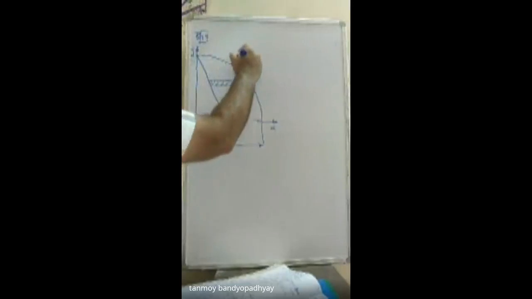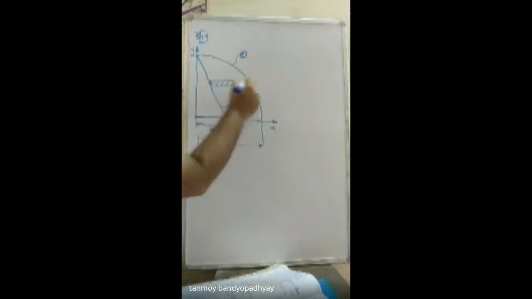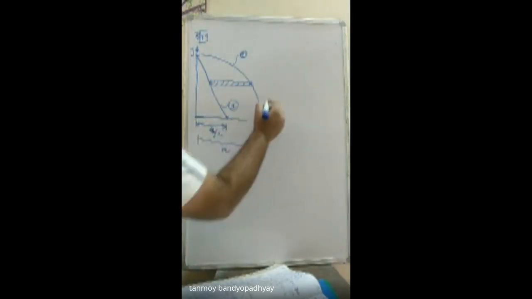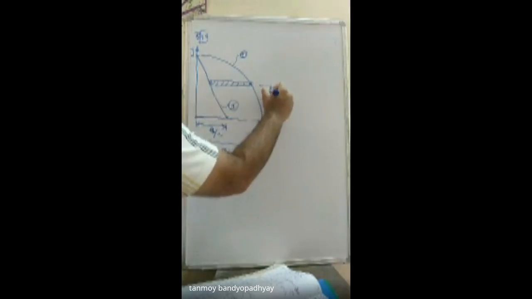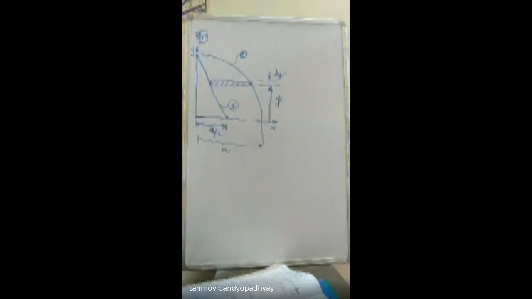So this curve I am calling curve number 2, and this curve I am calling curve number 1. Now let us assume an elemental area PQ at a distance y from the x-axis and of thickness dy. Let the coordinates be P, x1 comma y, and this coordinate will be Q, x2 comma y. Both these points P and Q will have the y coordinate y.